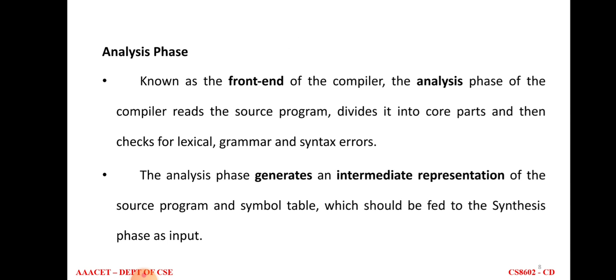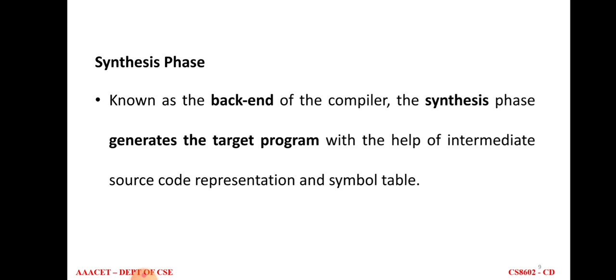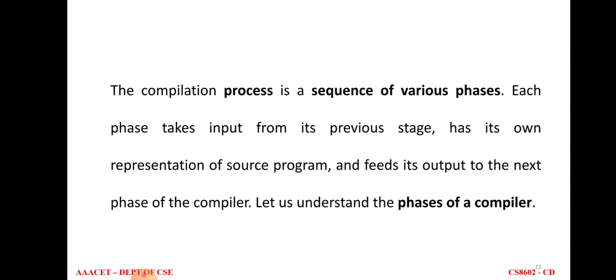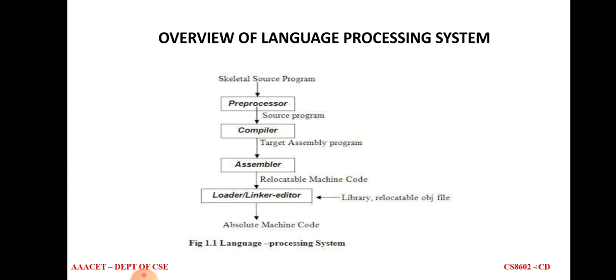So the first part is the analysis phase. It is the front end of the compiler, and it is used to generate an intermediate representation of the source program. The second phase is the synthesis phase. It is also known as the back end of the compiler, and it generates the target program. The compilation process is a sequence of various phases. Each phase takes input from the previous stage and produces output that becomes the input to the next stage. Let us understand the phases of a compiler.